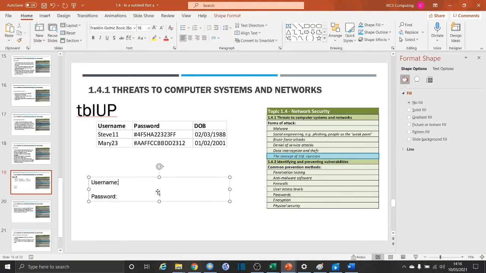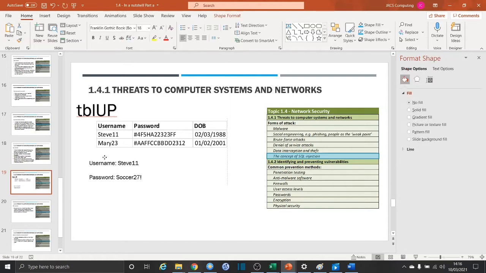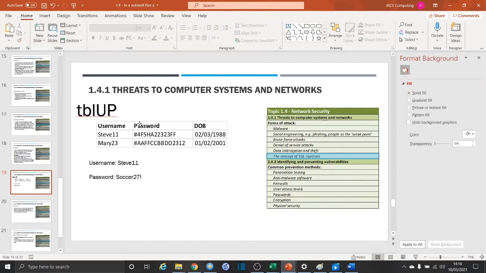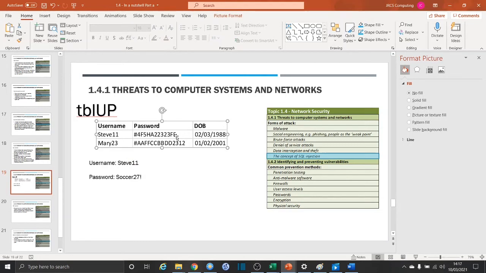Now, when the person types in their username, let's just type it in. Steve11. Password is going to be soccer27, whatever. Now, I click login, and then some SQL will run, and that will decide whether I've been able to log in or not. One of the things is that the password needs to match. You'll see here the password is encrypted. This is called hashed. So the password's encrypted, and they would have to do some decrypt script.